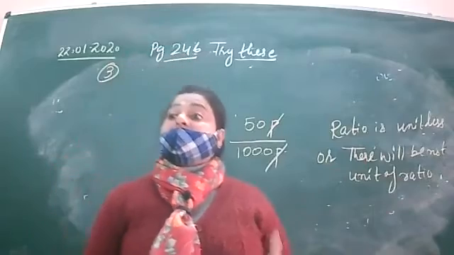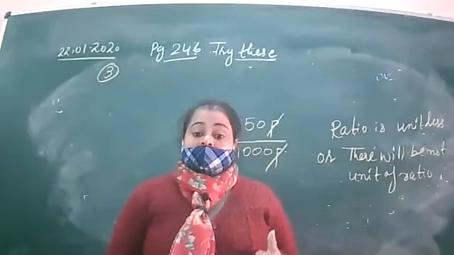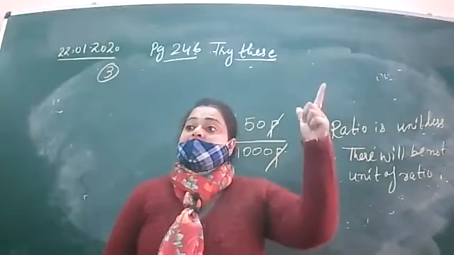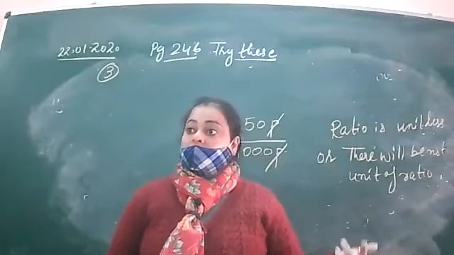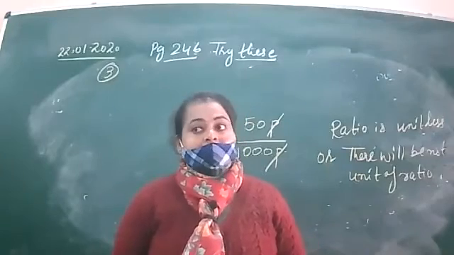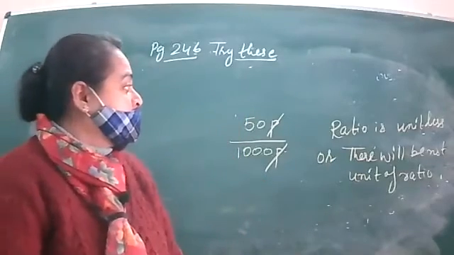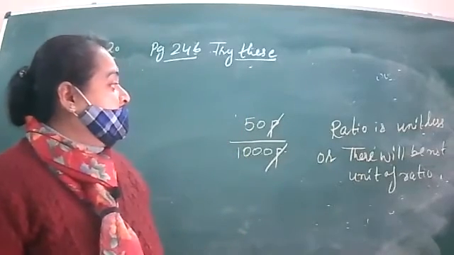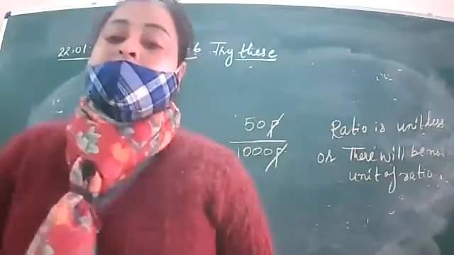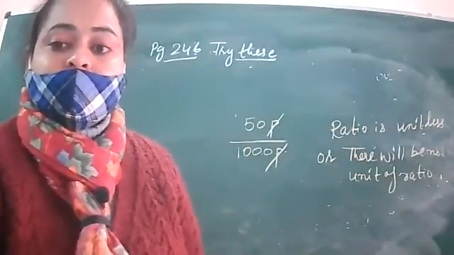Ratio is unit less because the ratio sum we solved by division, और division में same से क्या हो जाएगा? Cut. So ratio is unit less. There will be no unit of ratio.